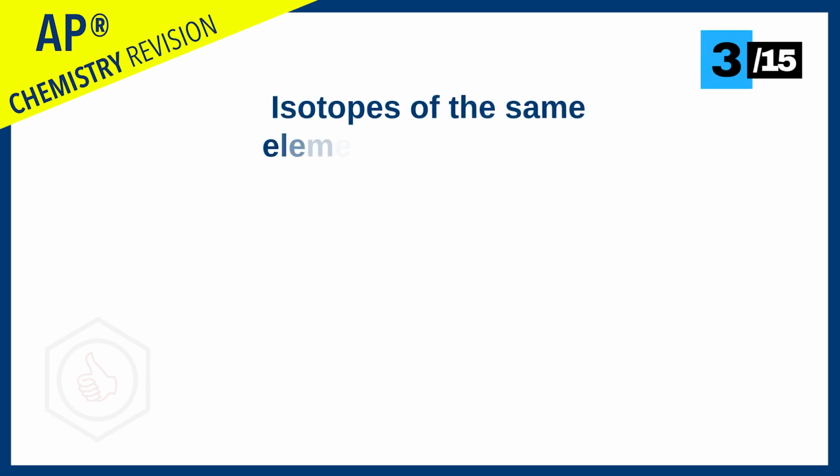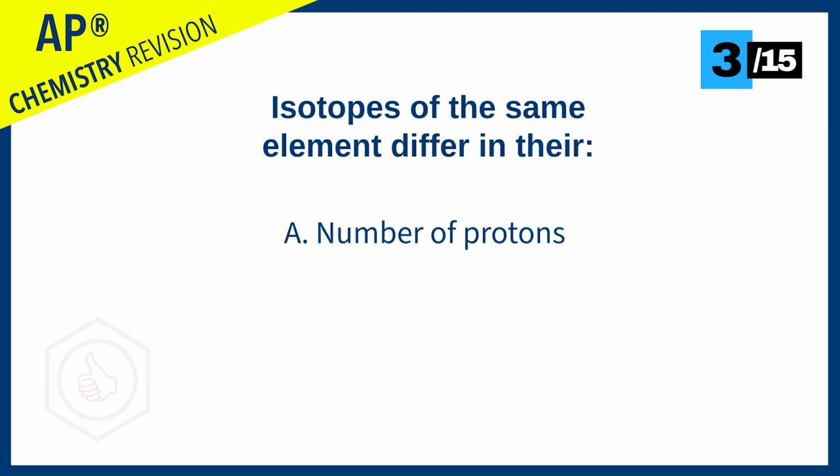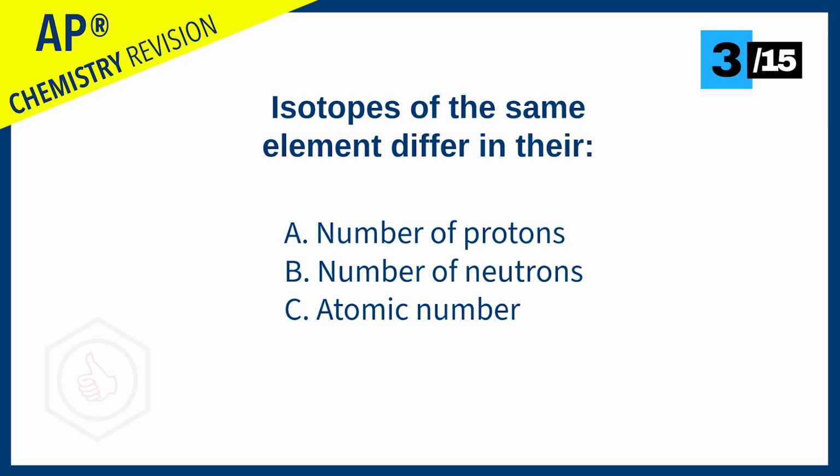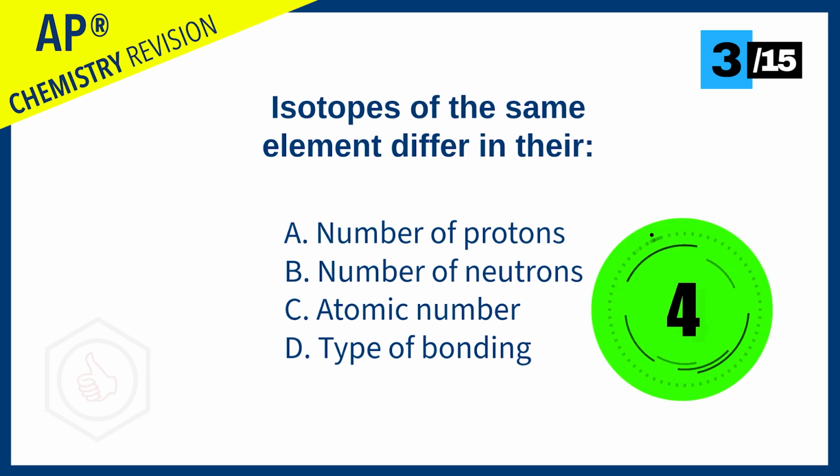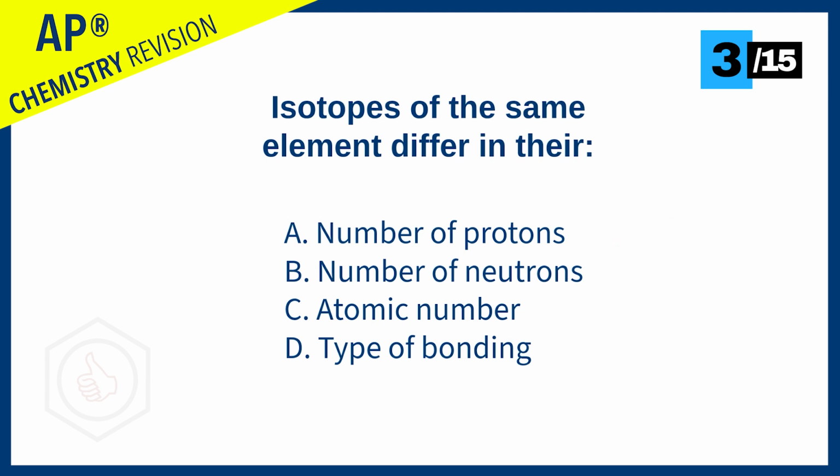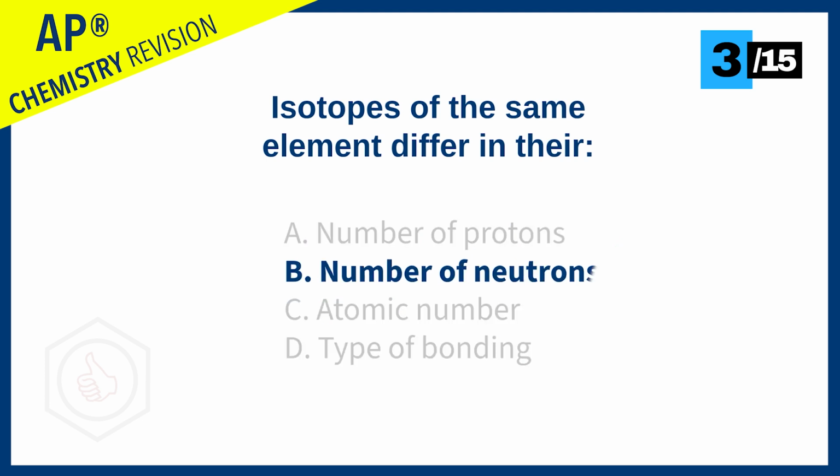Isotopes of the same element differ in their number of protons, number of neutrons, atomic number, or type of bonding. The answer is number of neutrons. Isotopes are atoms of the same element, so they have the same number of protons and atomic number, but a different number of neutrons.